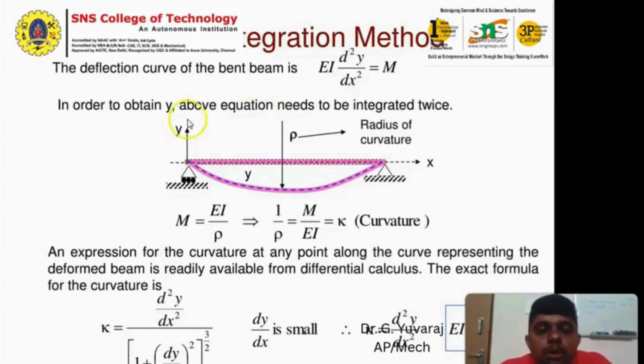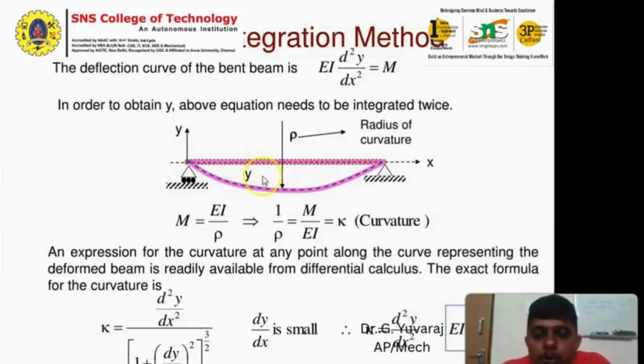In order to obtain y, the above equation needs to be integrated twice. We have to integrate this equation two different times. Here rho represents the radius of curvature, and the load is acted over the beam because of the support. And y represents the deflection.